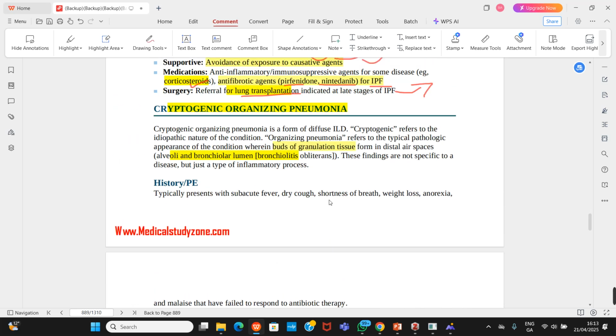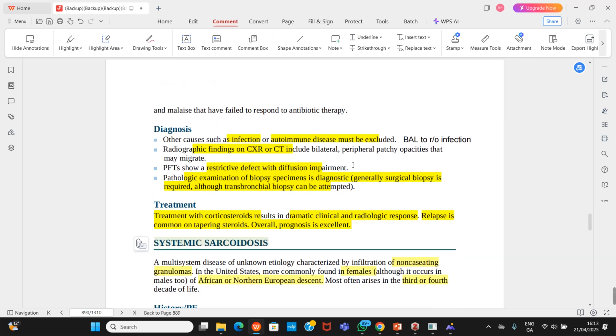And one thing again that we are going to see on imaging is going to be the bilateral peripheral patchy opacity that will be fleeting. They will be migrating. So you see opacity in one side of the lung now. Tomorrow when you come back, you see it on that part. So it's moving from one part to another part. That is COP for you.